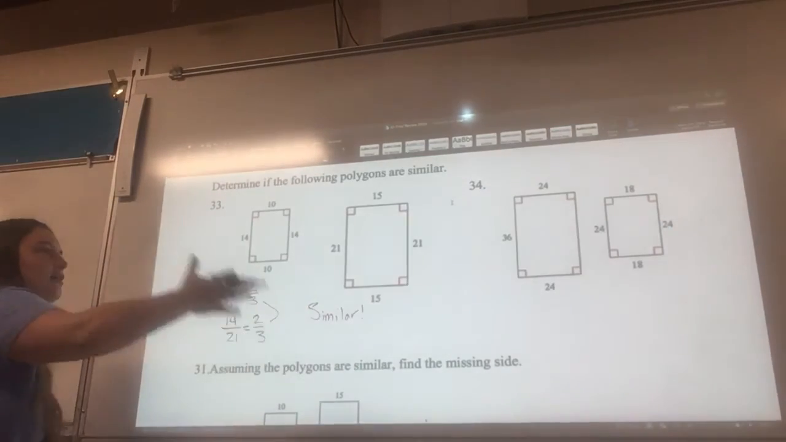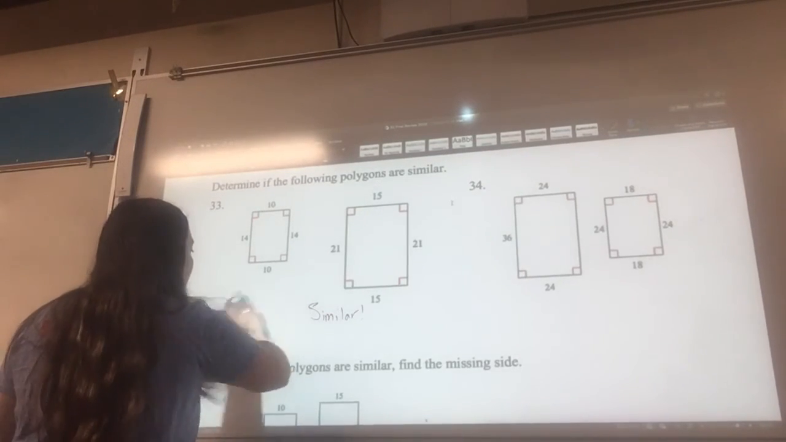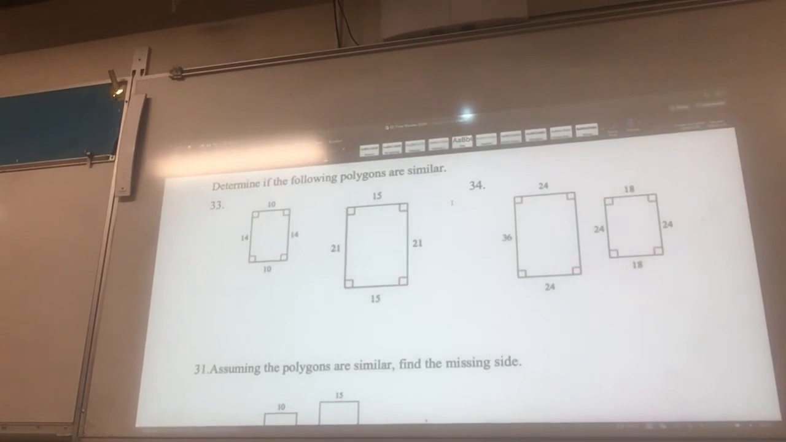Do the same thing over there. Small to small, large to large. Determine if they are similar or not. Okay? Getting there. We're getting there.